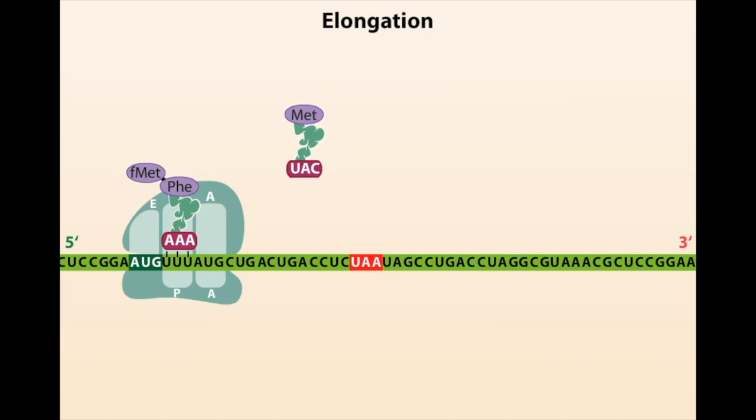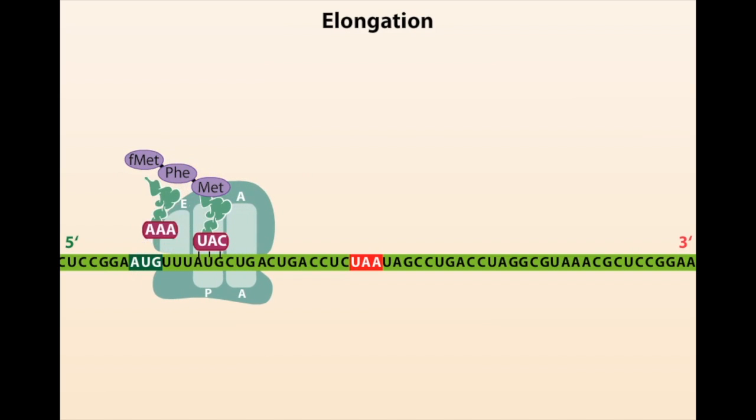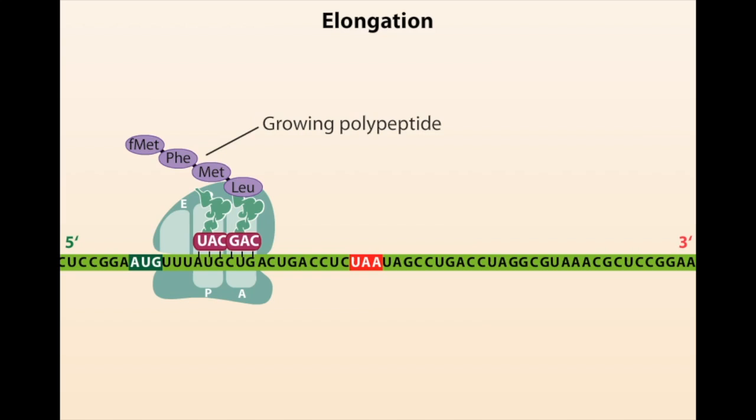A tRNA and its amino acid occupy the A site. A peptide bond forms, and the ribosome translocates to the next codon. As the cycles of elongation continue, the polypeptide chain grows by the addition of amino acids to its carboxyl end.